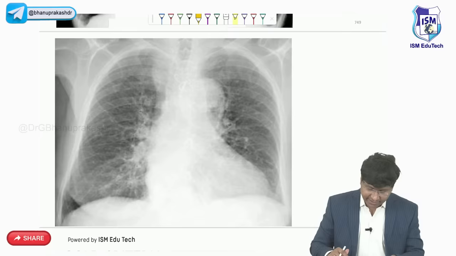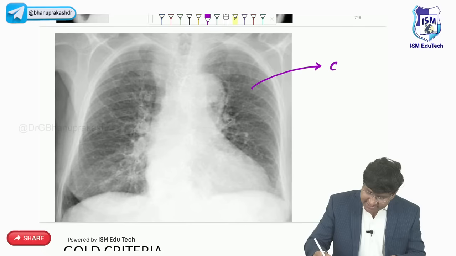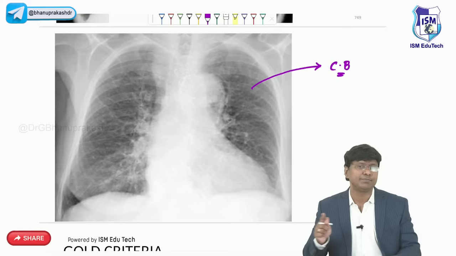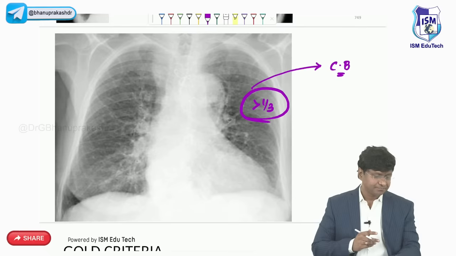What is this X-ray suggestive of? This is suggestive of chronic bronchitis. So what will you have in chronic bronchitis? In case of chronic bronchitis, you have increased bronchovascular markings, where the bronchovascular markings will be beyond 1/3.